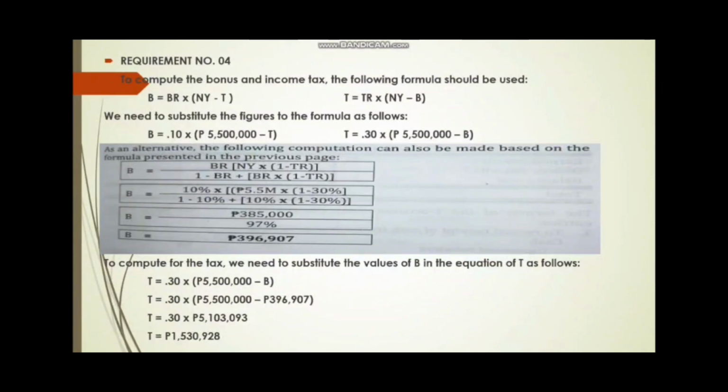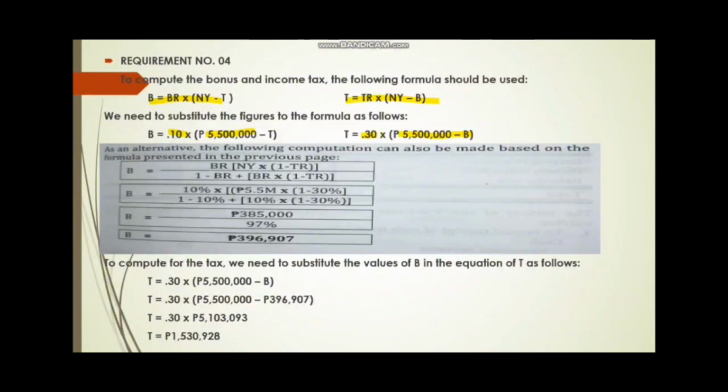Requirement number 4, to compute the bonus and income tax, the following formula should be used. The formula we will use again is the bonus equals bonus rate times NY minus T, and tax equals tax rate times NY minus B. We need to substitute the figures to the formula as follows. Same again, 10% bonus rate times 5,500,000 minus T, and T is 0.30 or 30% times 5,500,000 minus B.